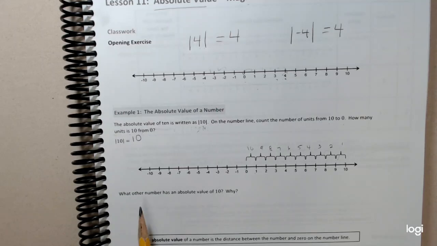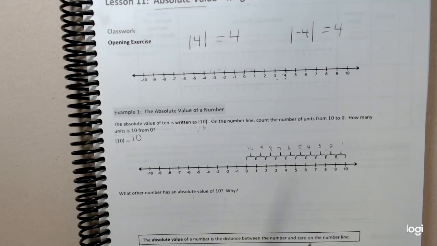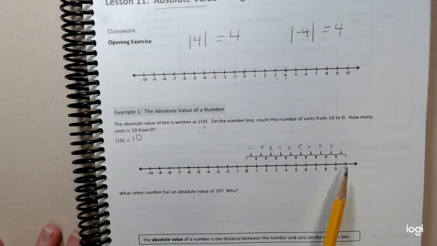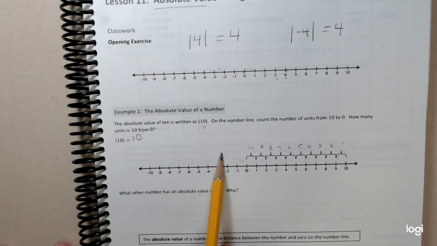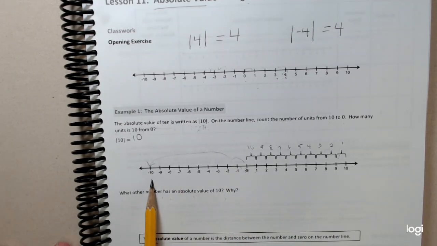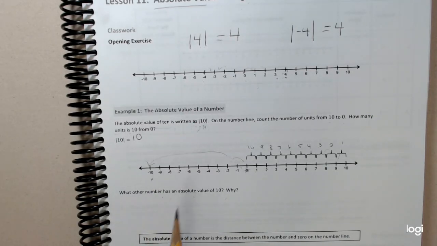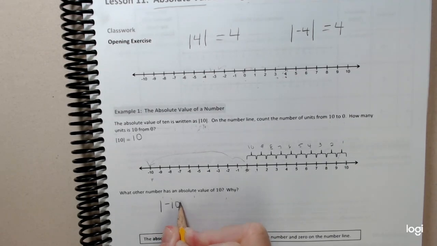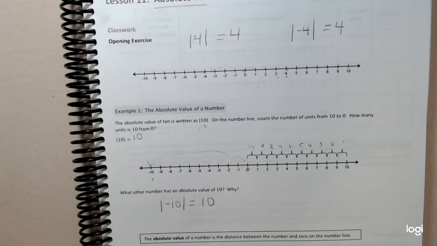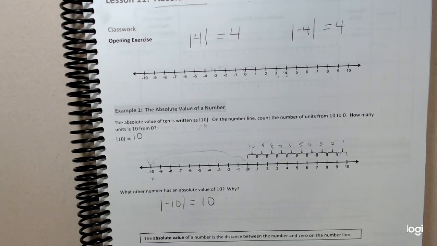Okay, simple enough. What other number has an absolute value of 10? What other number is 10 places away from 0? Well, positively, it was positive 10. Kaylin, you are correct. If we go the opposite direction 10 places, we would be at negative 10. So the absolute value of negative 10 would be 10. We're going to write it like this. The absolute value of negative 10 is also 10 places away from 0.